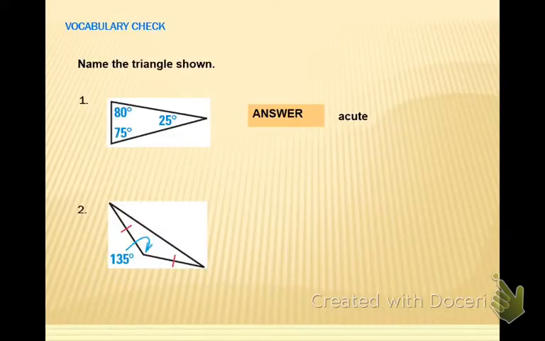What can I call this triangle? Obtuse, because it's greater than 135. What else could I call it? Yeah, isosceles. It's got two congruent sides.